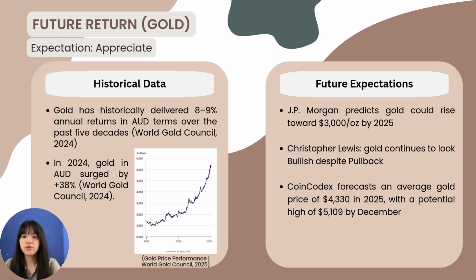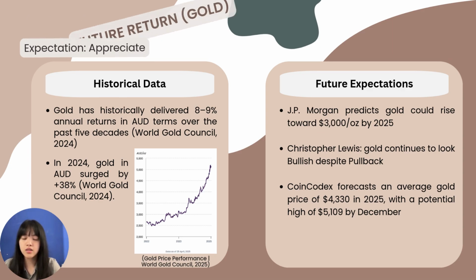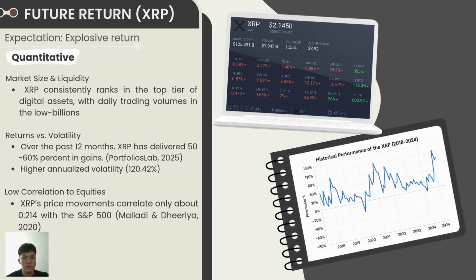Additionally, CoinConnect forecasts an average gold price of $4,330 in 2025, with a potential high of $5,109 by December, further supporting the notion that gold has significant appreciation potential. Great. Jude and Winnie have well explained the reason we're putting gold into our portfolio.